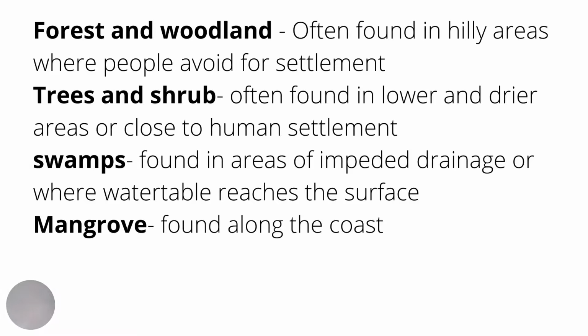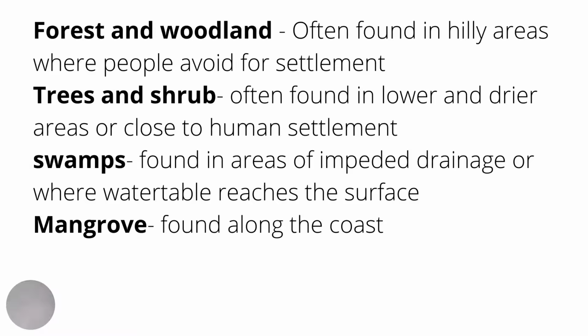Whereas in other areas, like lowland areas, people would usually remove these types of vegetation and replace them with settlement. So bear that in mind. On a lot of the topographic maps that you study, you will tend to find the forest and the woodland in the hilly areas. All right. So on to trees and shrubs.